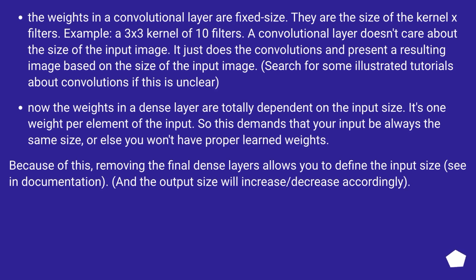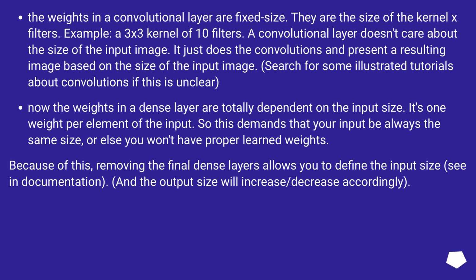The weights in a convolutional layer are fixed size. They are the size of the kernel times the filters. Example, a 3x3 kernel of 10 filters. A convolutional layer doesn't care about the size of the input image. It just does the convolutions and presents a resulting image based on the size of the input image. Search for some illustrated tutorials about convolutions if this is unclear.